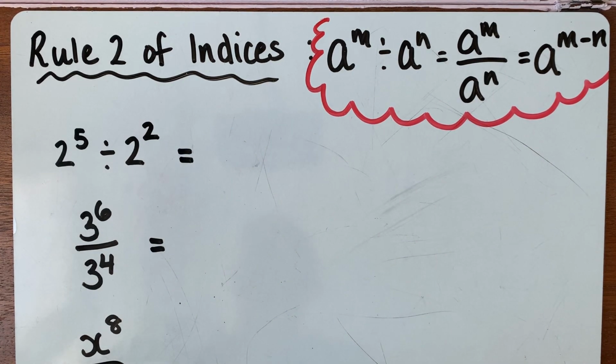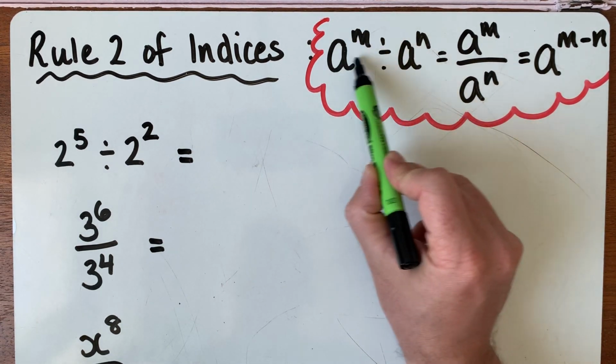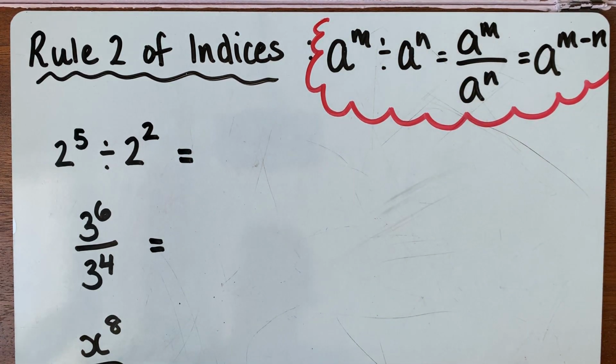Yesterday we learned that with multiplication we add the indices together, and so today, and I think it makes a lot of sense, when we are dividing terms which have the same base, we're going to see that we just subtract the indices. Quick reminder, indices are these little numbers up at the top, sometimes called powers and exponents.